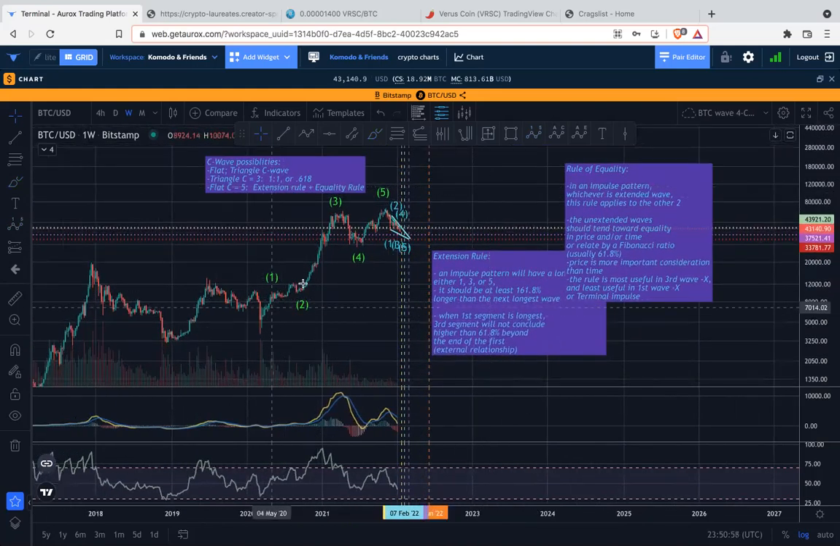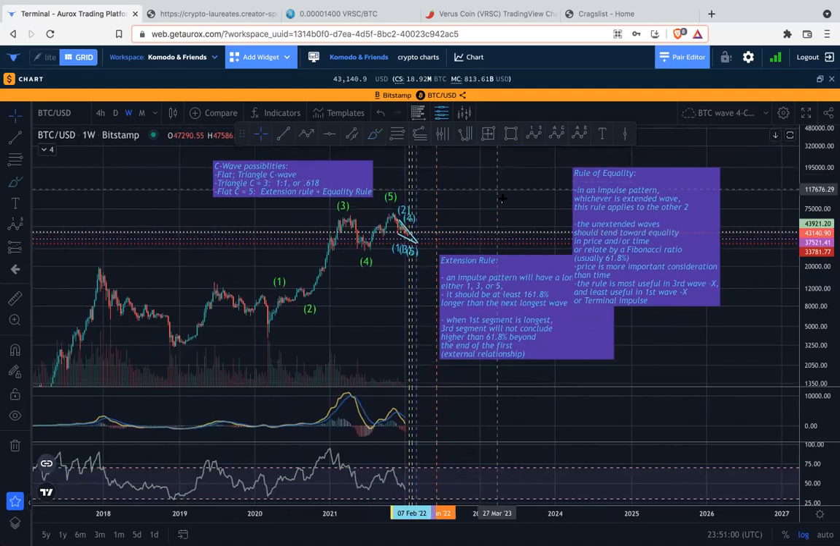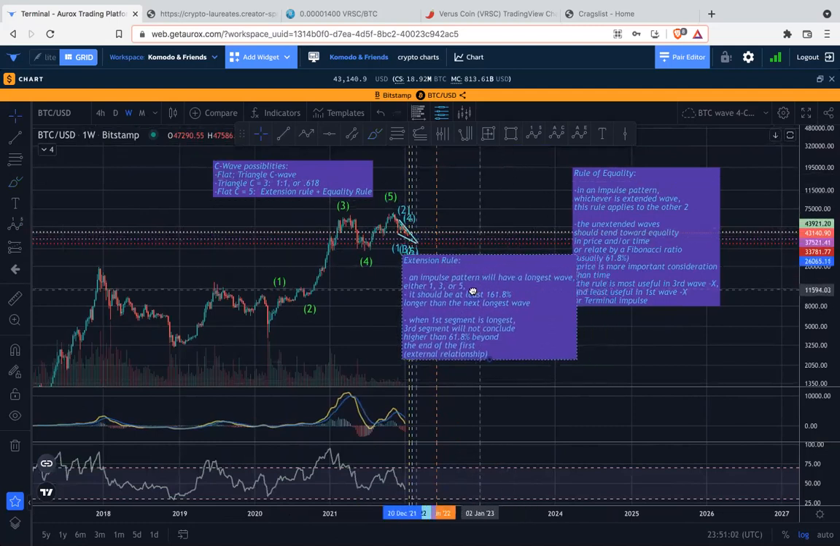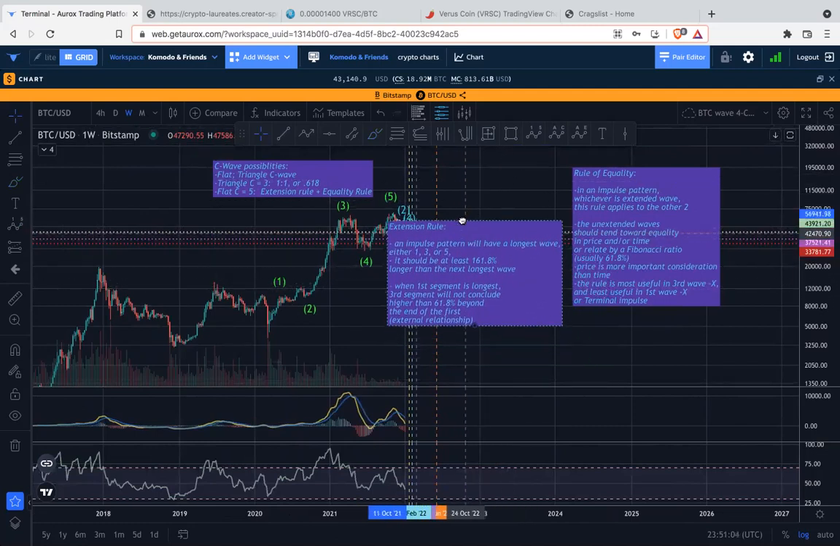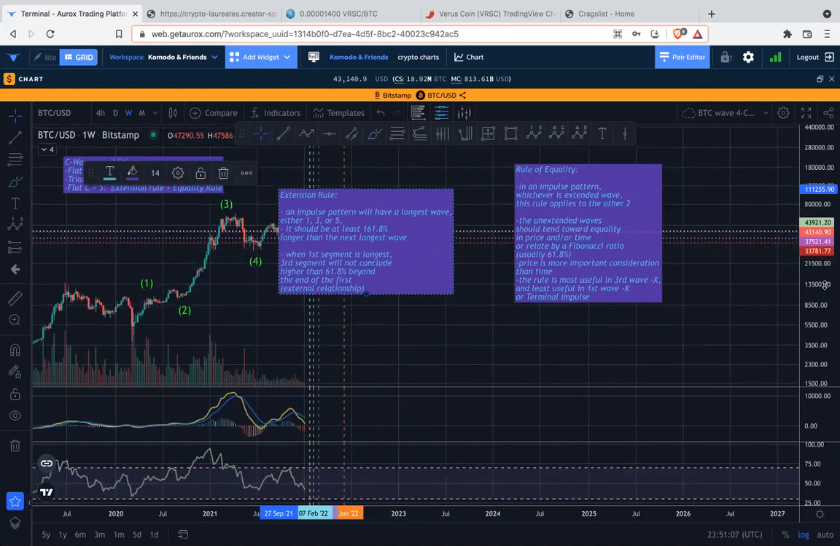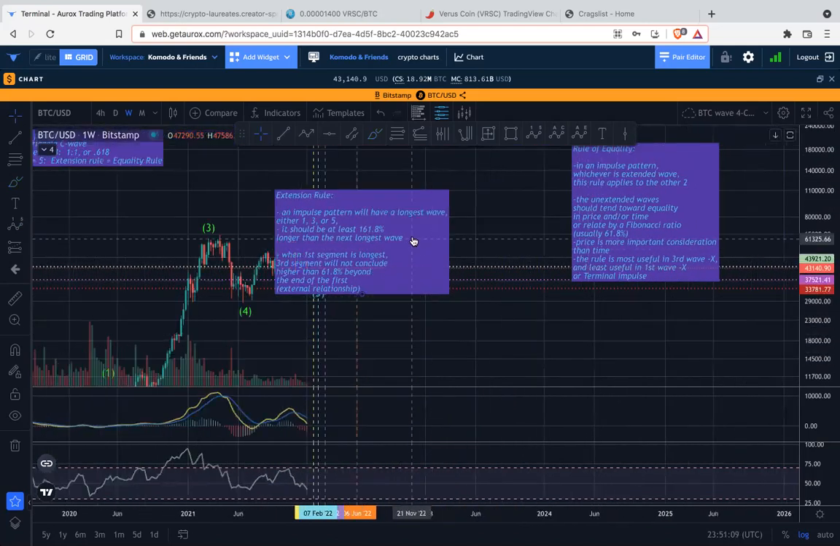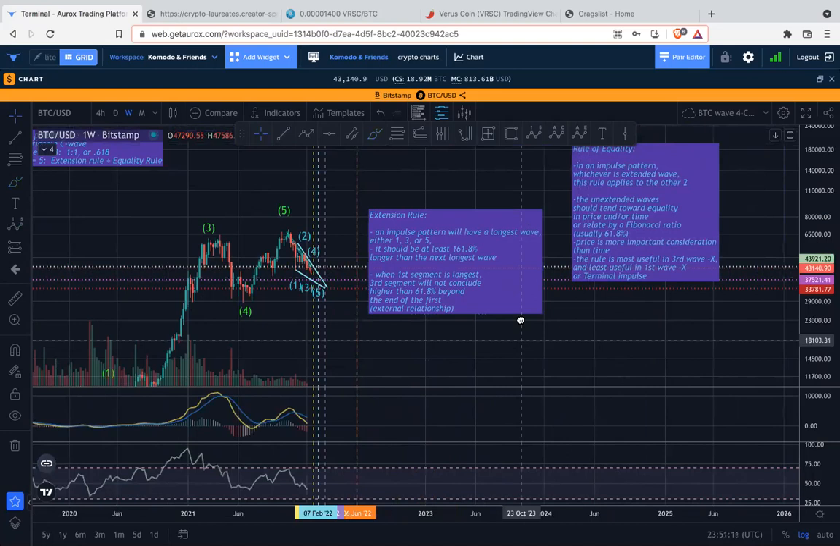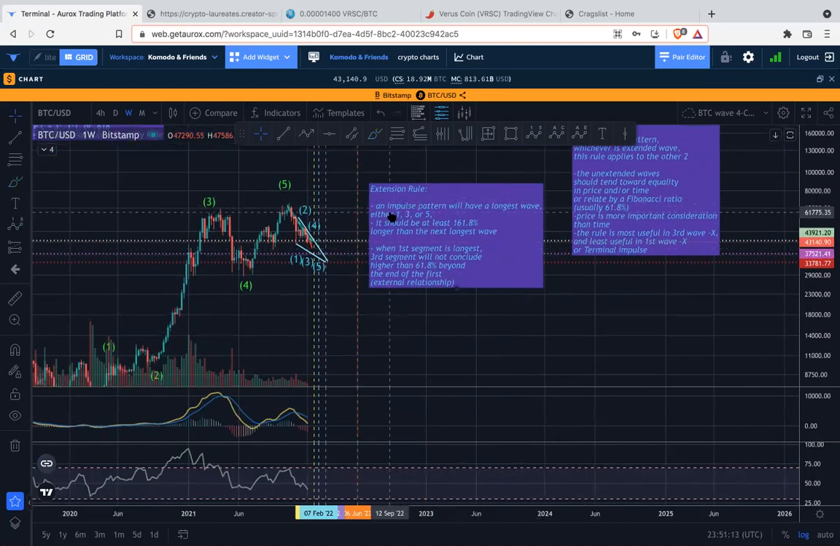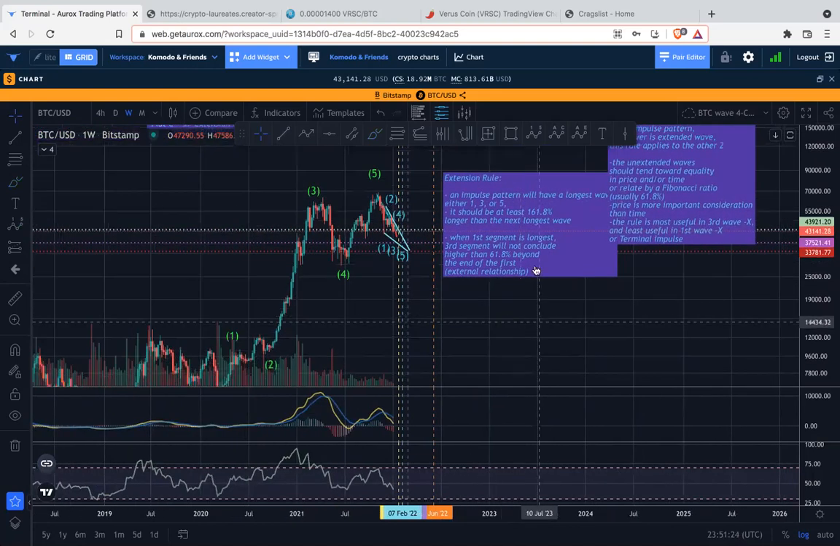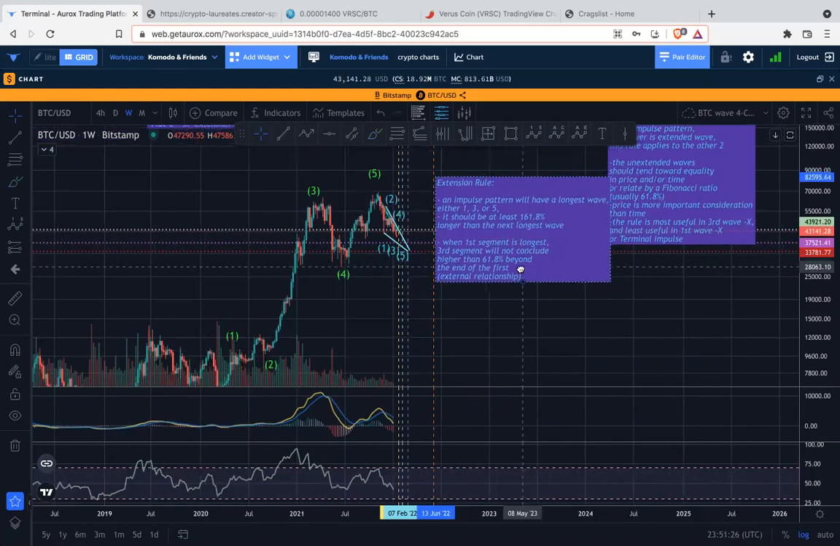And yeah, the 1, 3, and 5 are impulsive. In these 1, 3, and 5 waves, one of those waves would be extended. So let's take a look at this extension rule. Basically, the impulse pattern will have a longest wave, either a 1, 3, or 5, and it should be at least 161.8% longer than the next longest wave. So we get some Fibonacci relationships coming in there.